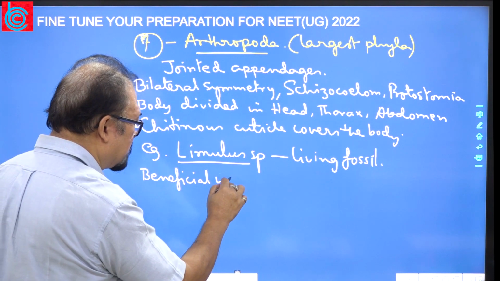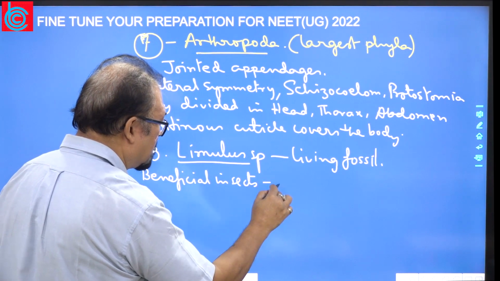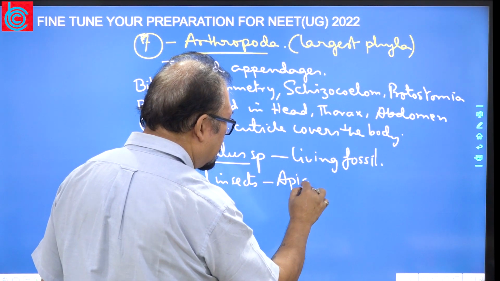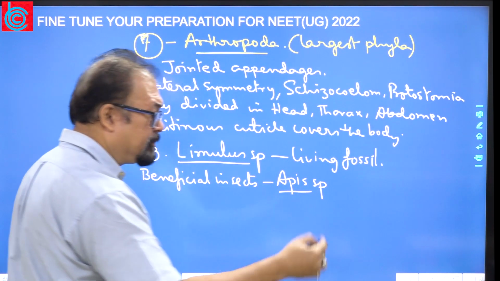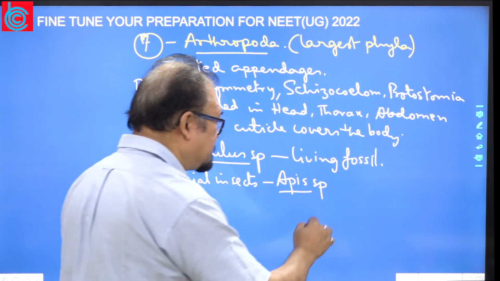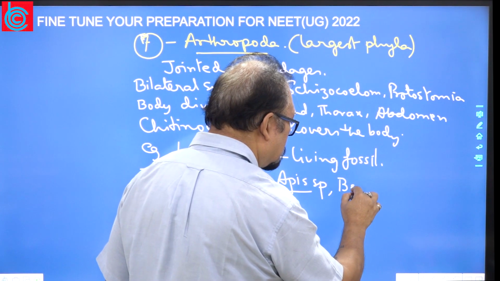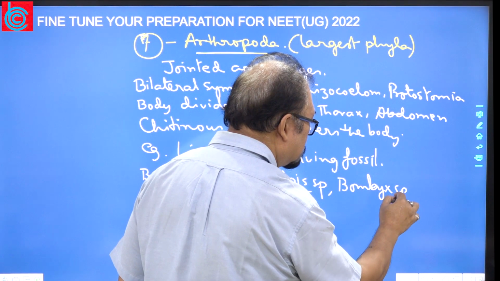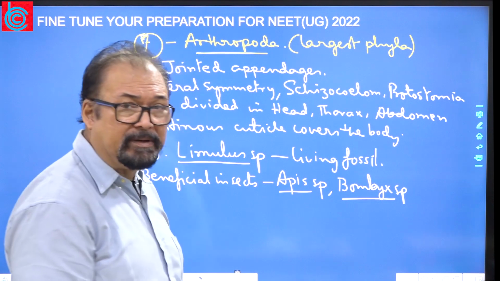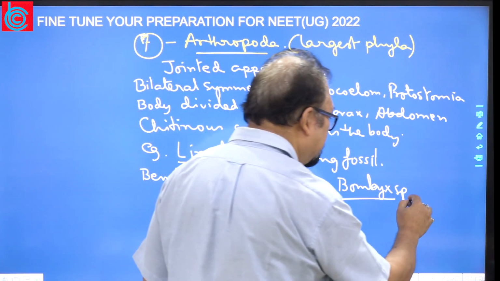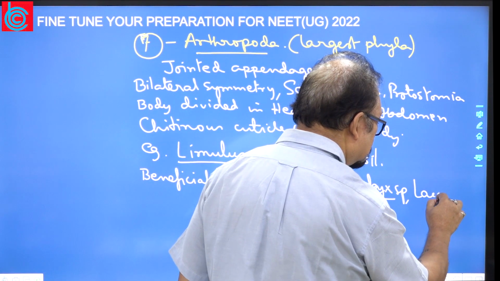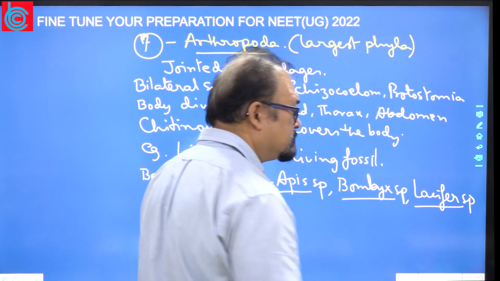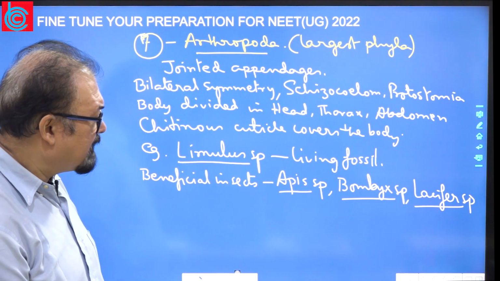Beneficial insects: honeybee, Apis indica, that produce honey. Silk moth, Bombyx, beneficial. Lassifer lacca, that gives us lacca.